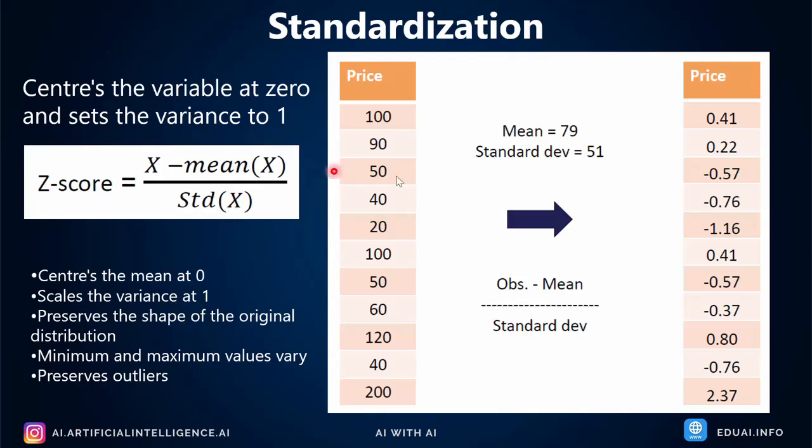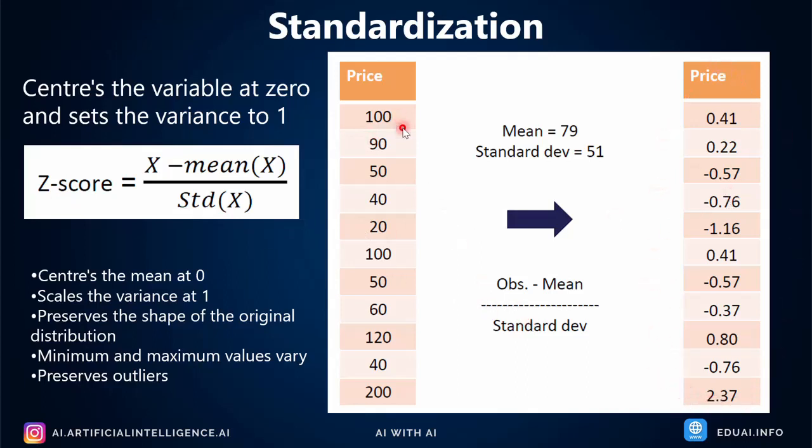Let's understand this with an example. This is the column given, where you can see the different prices ranging from 20 as the minimum to 200 as the maximum. If you calculate the mean of these prices, that comes up to be 79. And if you calculate the standard deviation, that comes up to be 51. Let's put these values in the equation given here so that you will be able to get the z-score, which is nothing but the standardized value. And when I calculate z-score, these are your new scaled prices.